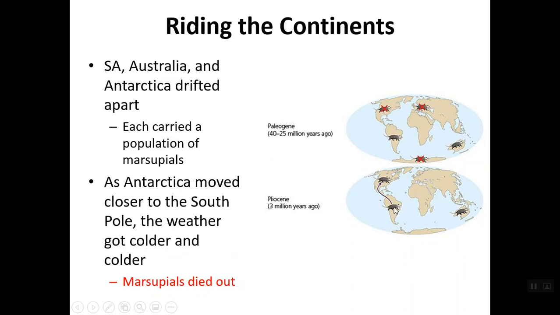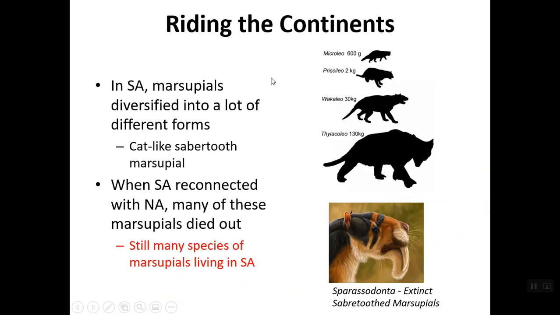And what happened is that about 3 million years ago, there was a group present in South America that migrated back to North America, and because there was a reconnection actually of South America and North America, and basically at that time there were still lots of species of marsupial in South America.